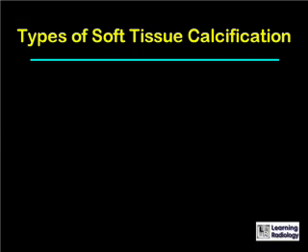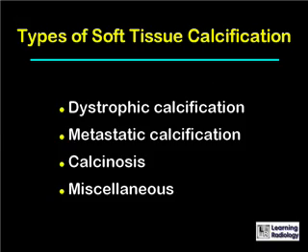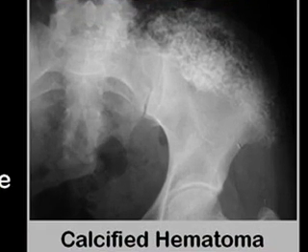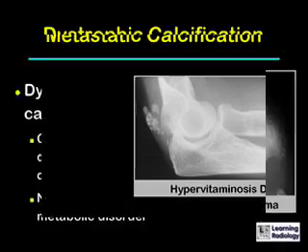Soft tissue calcifications have been divided into four categories: dystrophic calcification, metastatic calcification, calcinosis, and miscellaneous. Dystrophic calcifications are calcifications in previously damaged or degenerating tissue. There is usually no associated metabolic disorder. This is an example of calcification in what had been a large hematoma in the left gluteal area.